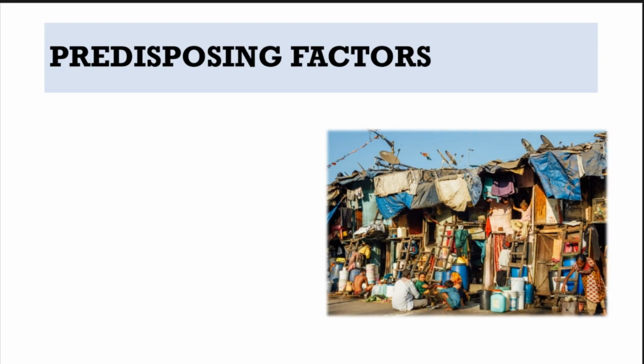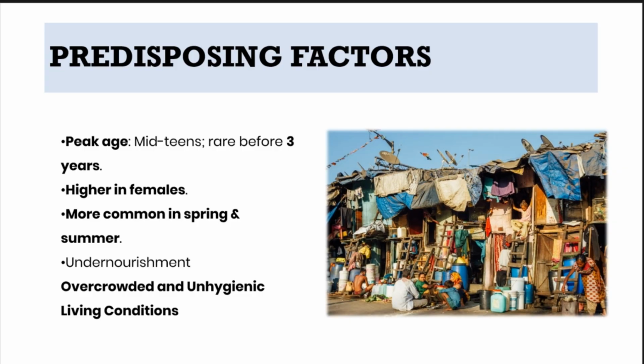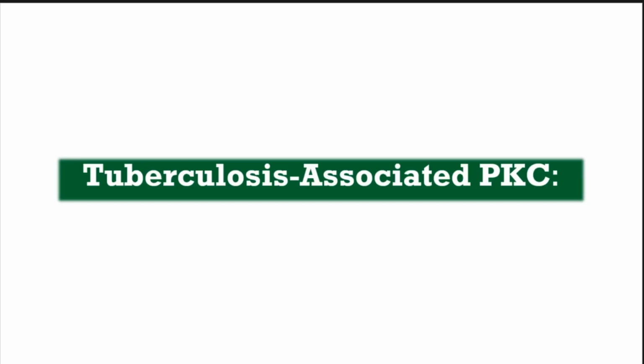Let's talk about the predisposing factors. The peak age of occurrence is in the mid-teens and it's pretty rare before 3 years of age. The incidence is higher in females and it is more common in spring and summer. Undernourishment, overcrowded regions, and unhygienic living conditions predispose to Phlyctenular Keratoconjunctivitis.